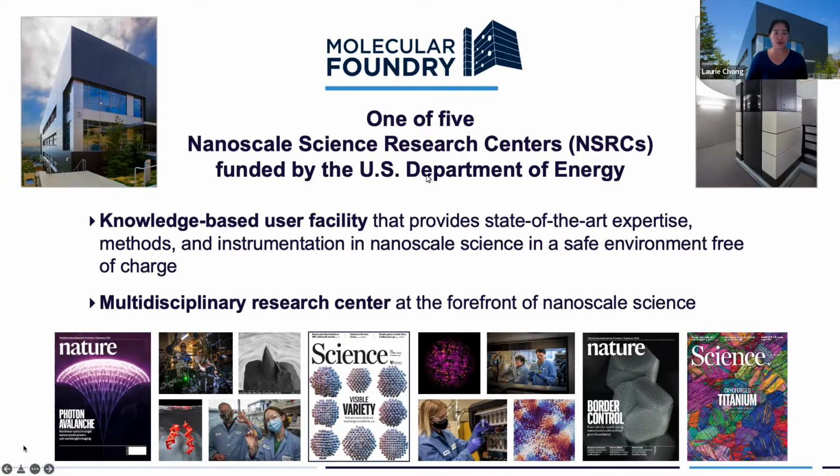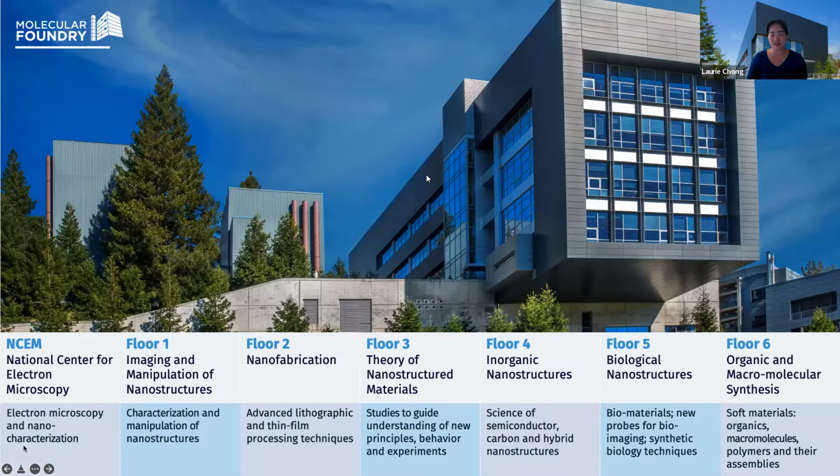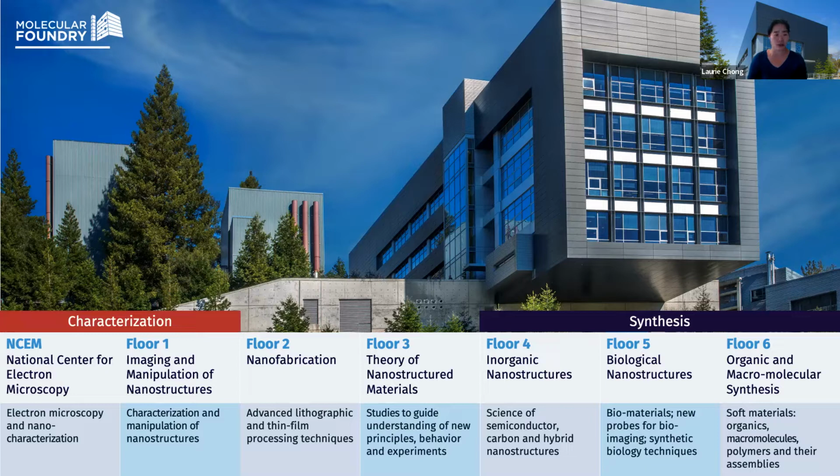More specifically, we have 7 facilities that are dedicated to different areas of research. So we have 3 of our floors dedicated to synthesis of different types: inorganic nanostructures, biological and organic materials as well. Once you've made something, you want to understand its properties and what it might be good for. So we have 2 facilities dedicated to characterization. We have the National Center for Electron Microscopy, which houses 2 of the most powerful electron microscopes in the world. And our imaging floor hosts an entire floor of different microscopes, laser systems, etc., for figuring out materials properties.